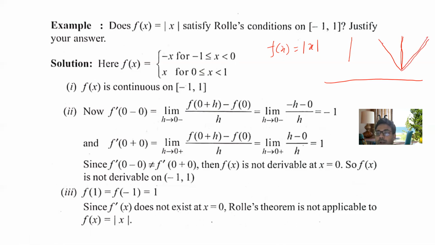The drawing is not perfect. So this is the figure. This is your x-axis, this is your x dash, this is your y, this is your y dash, this is your origin, and here it is -1, and here it is +1. So this is the rough figure of your function.